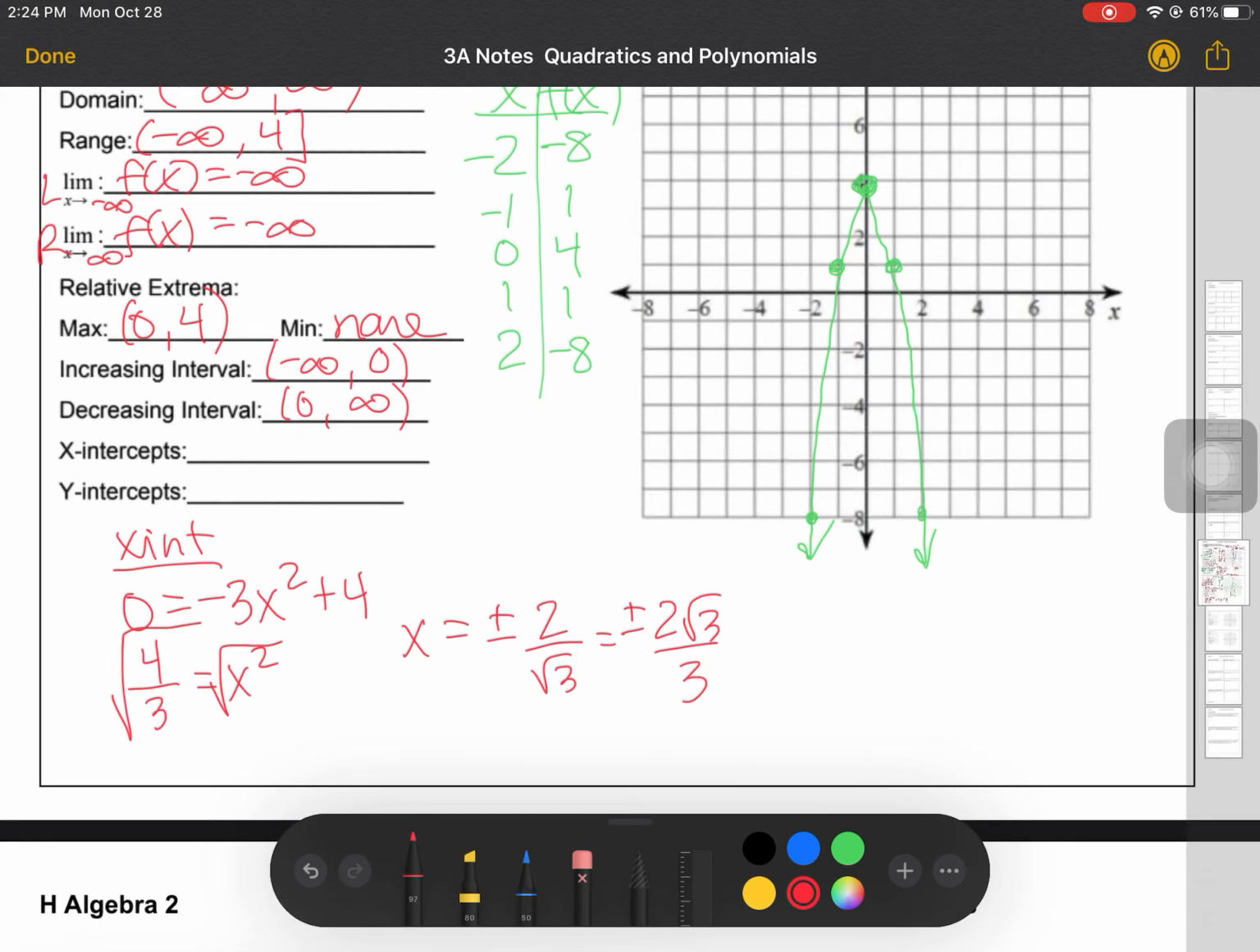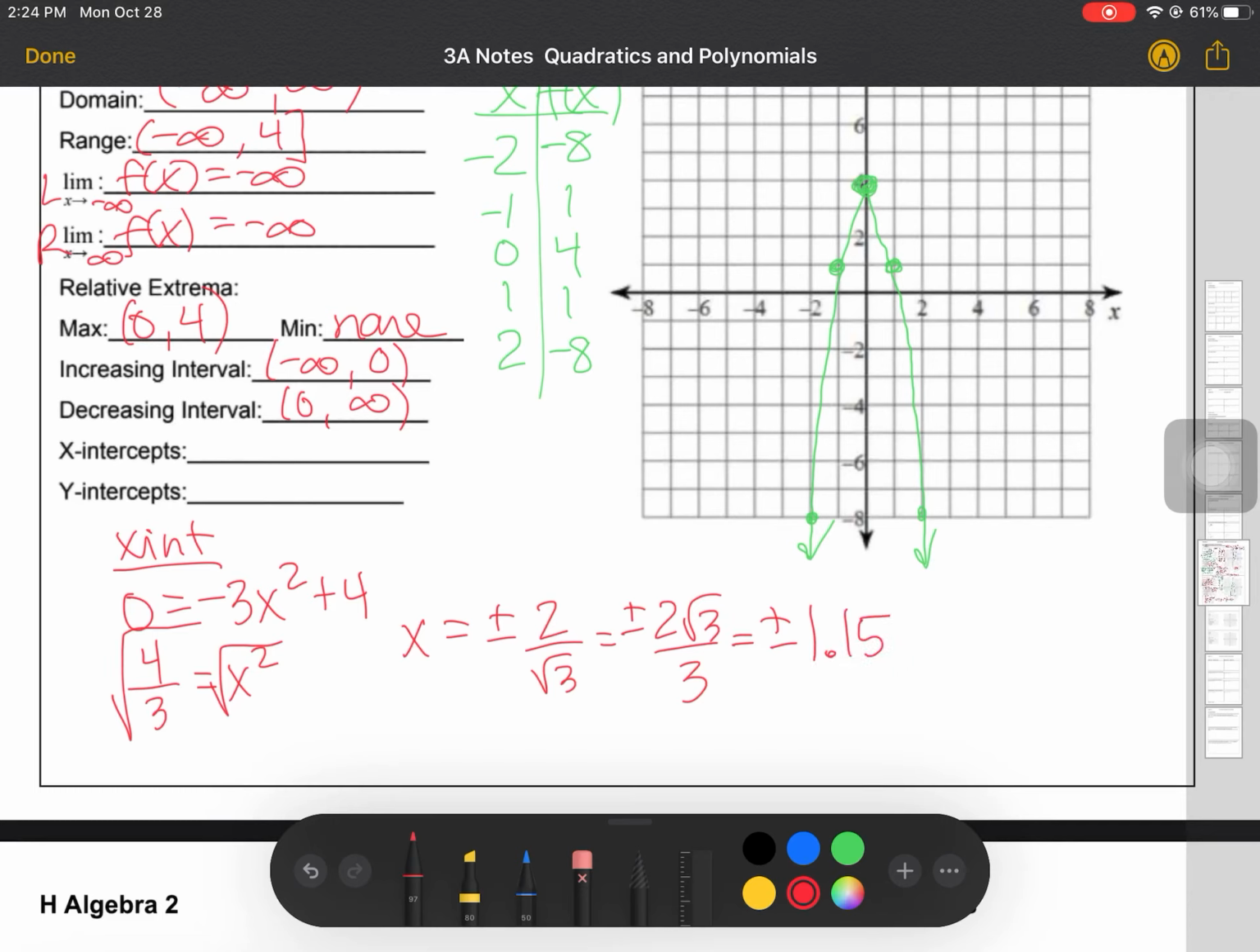Again, what I said on the last one is if you want to give me this as a decimal, that is fine. On the test, you will have to make sure to be able to give it to me both ways, because when you're solving, I will expect it to be an exact value. When you're graphing, I want you to be able to check it. If you type this in your calculator, you get about 1.15.